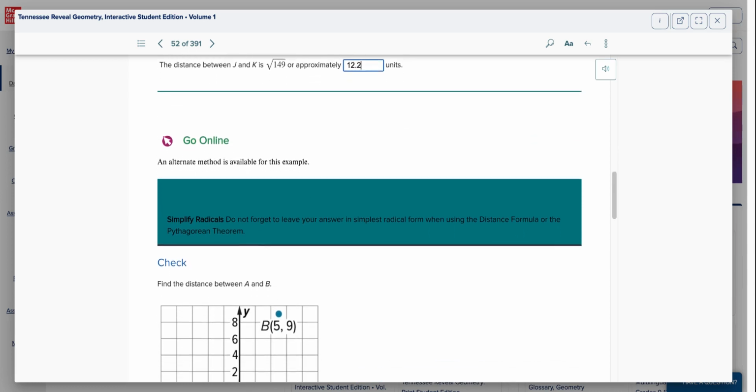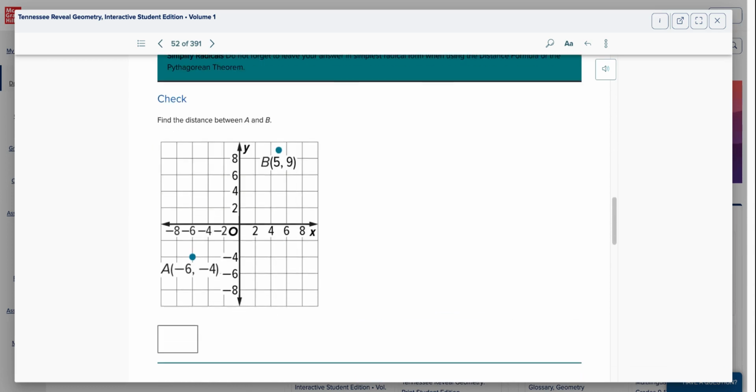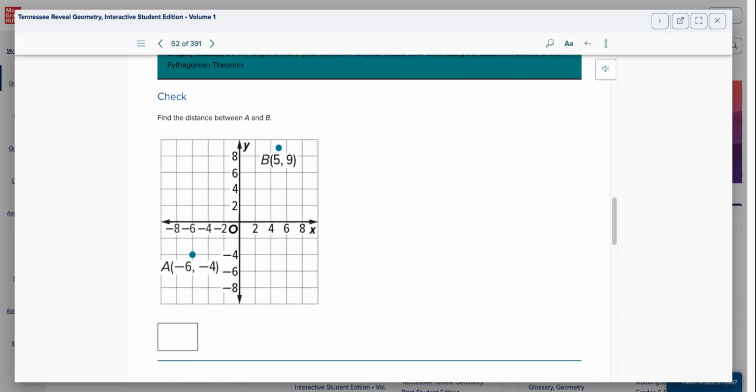All right, go online if you need an extra example. And we're ready for the check at the bottom of page 29. It says find the distance between A and B. Okay. We are going to have to do the distance formula. And unfortunately, I can't write on this page. And I haven't figured out how to hook up my tablet to my new computer yet, because I have to have an admin password apparently. So yeah, we're going to have to figure this one out.